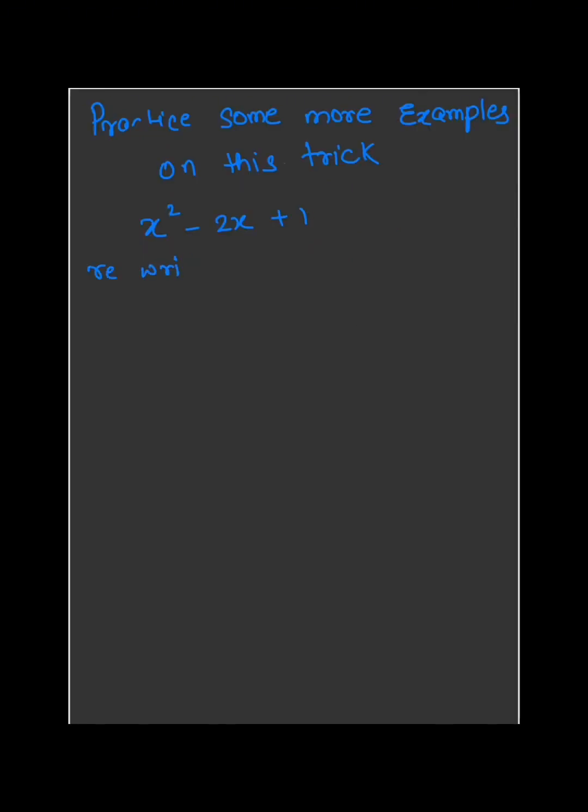Now let's practice some more examples on this trick. x squared minus 2x plus 1. Let's rewrite it as x squared minus 2x plus 1 squared. Following the trick, I will just take x in the parentheses, the sign of the middle term, the last term which was supposed to be squared, close the parentheses and put a square on the top.